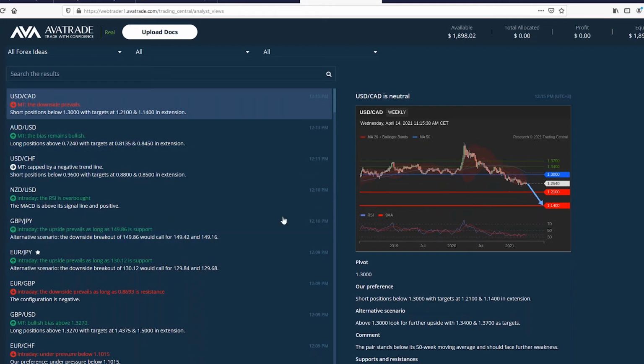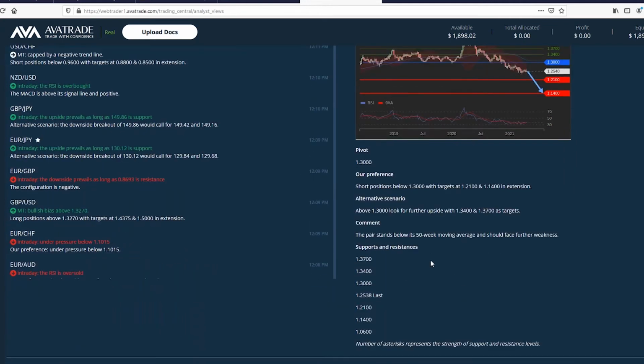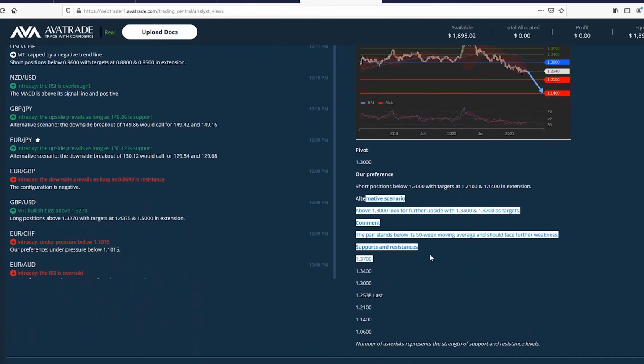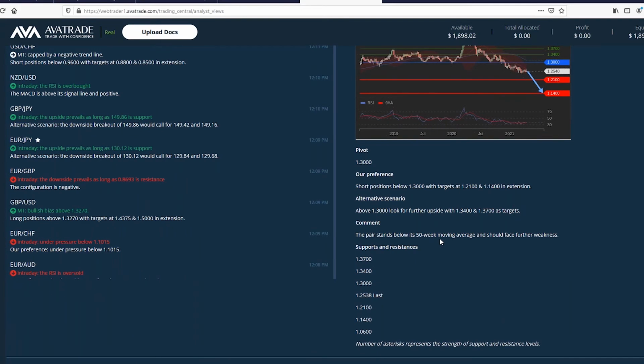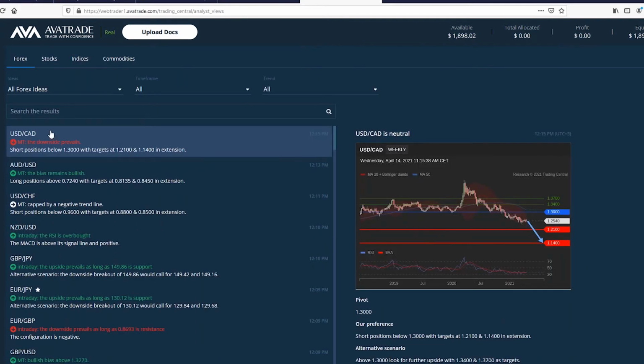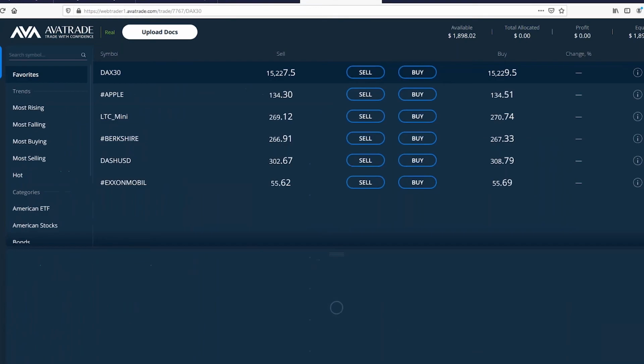They come in through the day, and you even have a description of what indicators were used on many of these signals, along with the price levels. So very nice features on the platform in that regard as well.